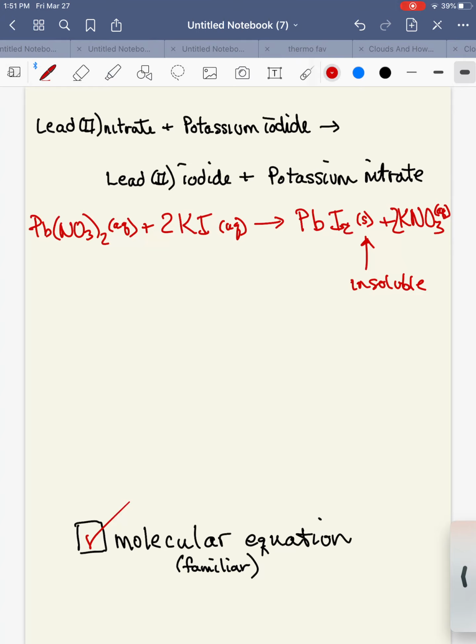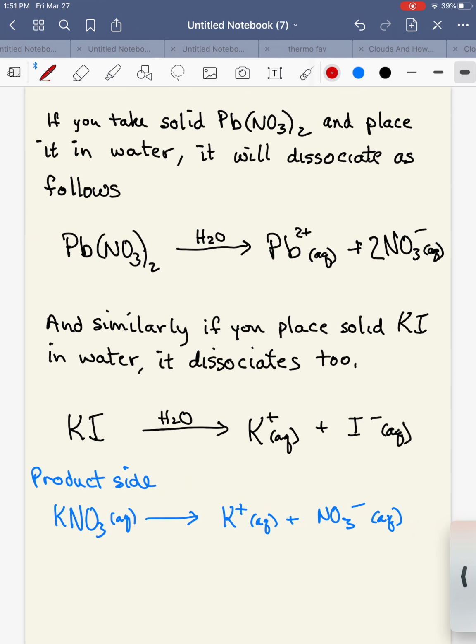So there's a molecular equation. That's the one you're most familiar with. We got that done and balanced. If you take some solid lead nitrate and put it into water, it's going to dissociate into lead ions and nitrate ions. Similarly with the KI, it's going to make potassium ions and iodide ions. Notice there was a 2 here. Sorry, I should have mentioned that. Because there's a 2 in the formula, you're going to have 2 over there. And (aq), the aqueous solution in the products, is potassium nitrate. It'll stay separated as well.